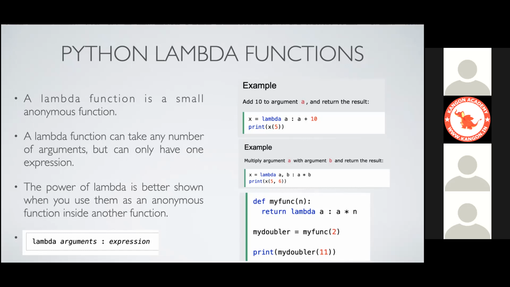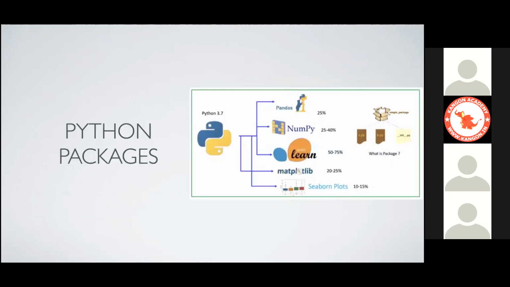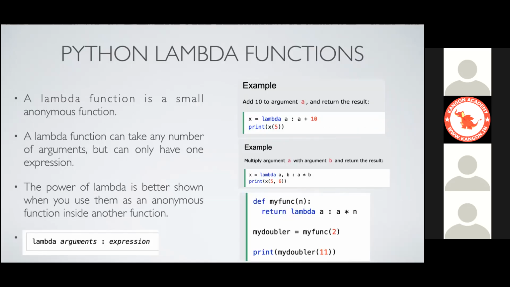So that is what I'm trying to say: lambda function actually helps us to reduce the number of lines of code very easily, and it will also give you a better result when you put the function all together. So let me take this example.